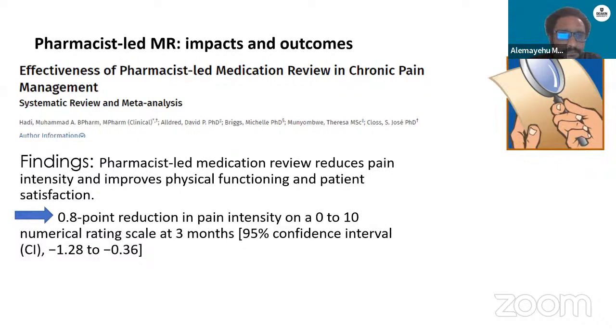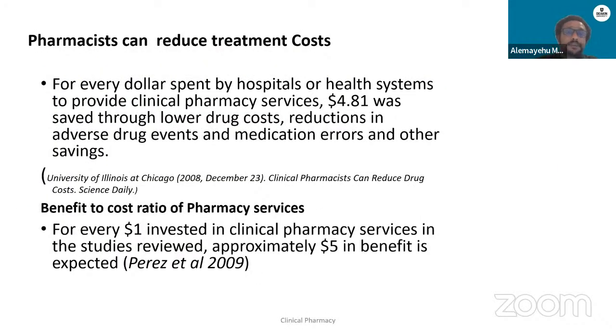This is another finding. Pharmacists can reduce treatment costs. For every dollar spent by hospitals or healthcare systems, there's a saving of $4.81 through lowering drug costs, reduction in adverse drug events, medication errors, and other savings. So for every $1 spent in clinical pharmacy services, there's a gain of $5. So the cost-effectiveness, the value for money, is higher.